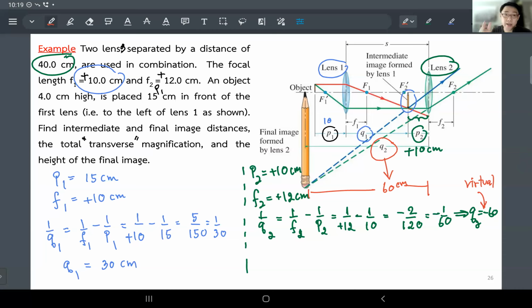Okay. Now, the second part: is it upright or is it inverted? So what you can do next is, let me add on top of this one, we have a second equation to deal with, the magnification equation. Any question here?